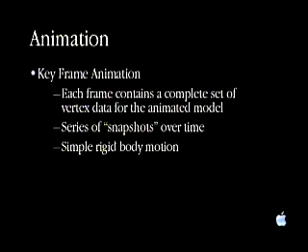Now each frame in a keyframe animation sequence contains a complete set of vertex data. It has all the texture coordinates, all the vertex coordinates for the model that it applies to. As I mentioned, it is a series of snapshots over a given period of time. Keyframe animation is very good for things like simple rigid body motion, or for rendering any sort of fixed animation in a game context.